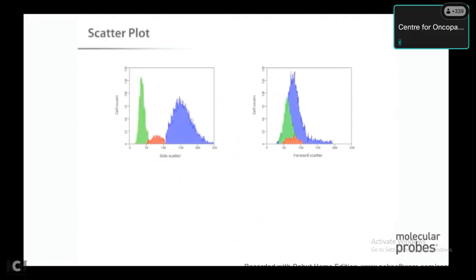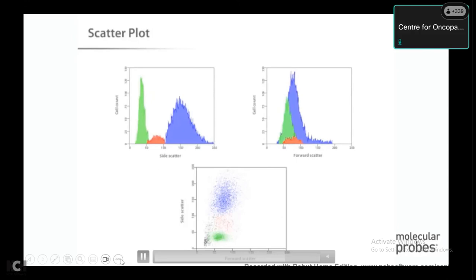So if you will combine, yeah, pardon, sir. Avinash, can you use the laser pointer also? Yeah, sir. Yeah.